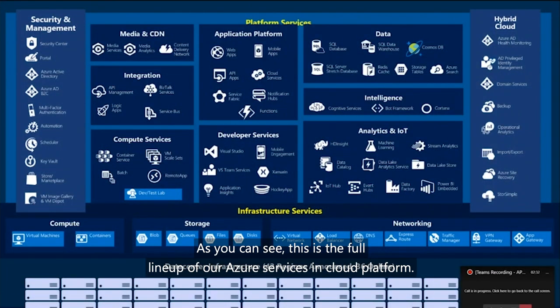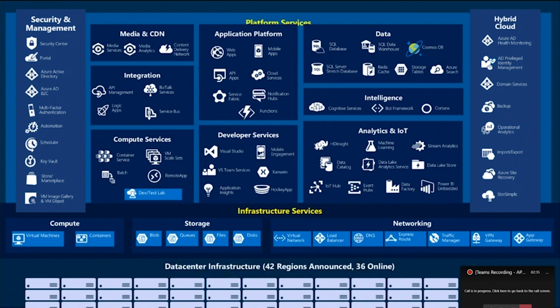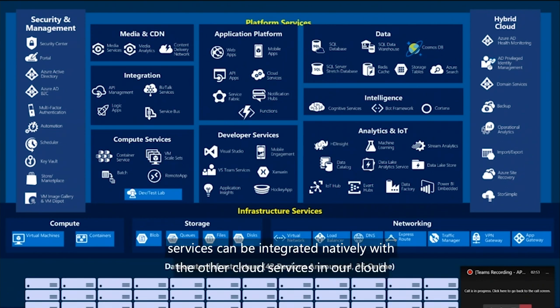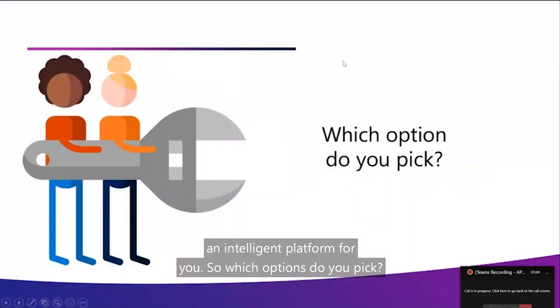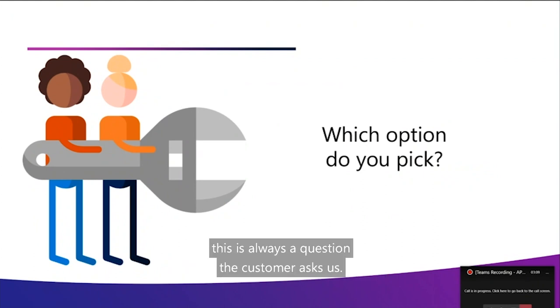As you can see, this is the full lineup of our Azure services in the cloud platform. And you could see that in the data pillar, we have different services, including SQL database and data warehouse and our Cosmos DB, something like that. Based on different scenarios, we may use different options for you. And of course, all our data services can be integrated natively with the other cloud services in our cloud platform on Azure. So we try to facilitate an intelligent platform for you. So which options do you pick? This is always a question the customer asks us.